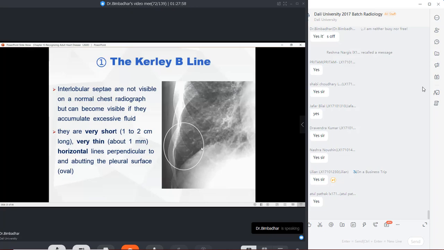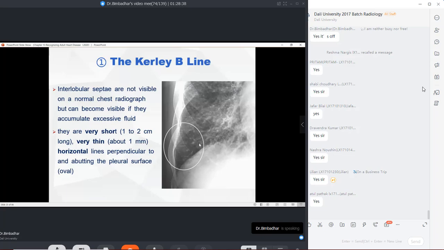So we call them the Kerley B lines. And the visibility of the Kerley B lines is a confirmatory diagnosis for congestive heart failure. The increase in the pulmonary capillary wedge pressure will eventually cause accumulation of fluid in the peripheral pulmonary arterioles or the venules. That's why we see such kind of lines here. So these are called the Kerley B lines. I think I have already covered them in detail before, but here again we are looking at the Kerley B lines.